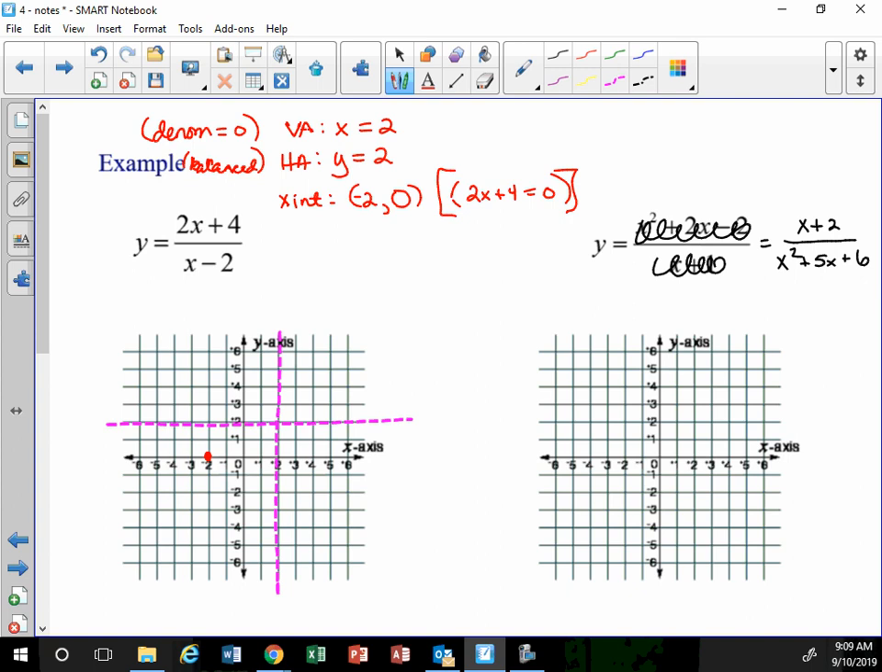All right, y-intercept. If I'm on the y-axis, I know my x value must be 0. So what you're doing this time is just plug 0 in for x. So 0 in the numerator would give me a 4, 0 in the denominator would give me a -2. So what is my y-intercept? -2. So (0, -2), so I can plot that.